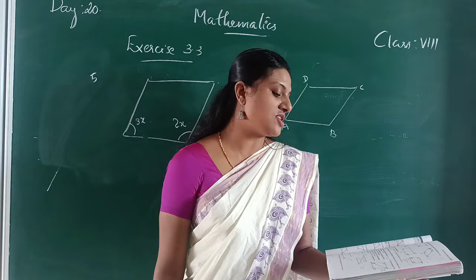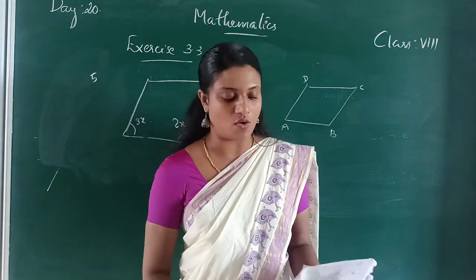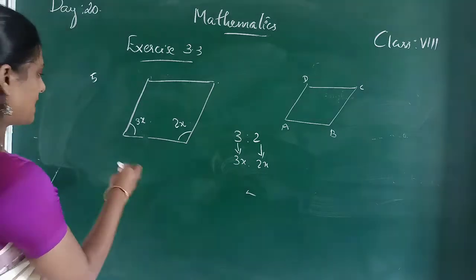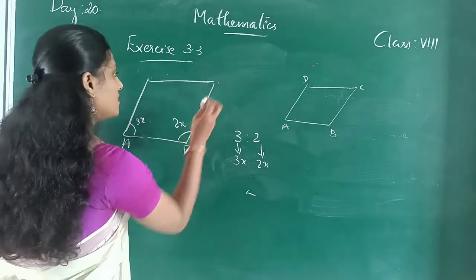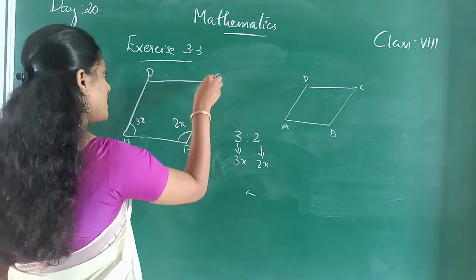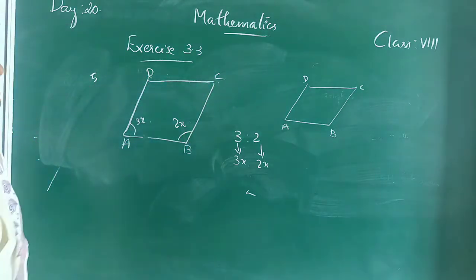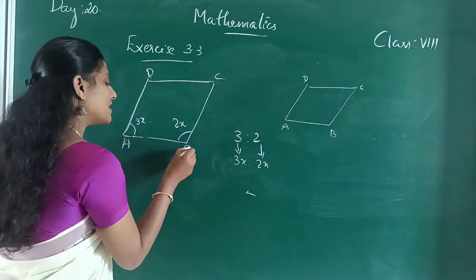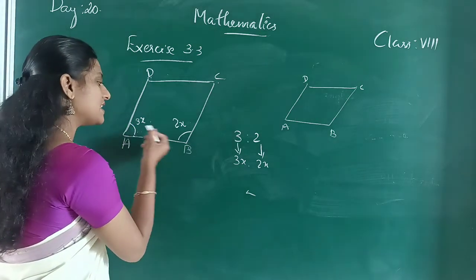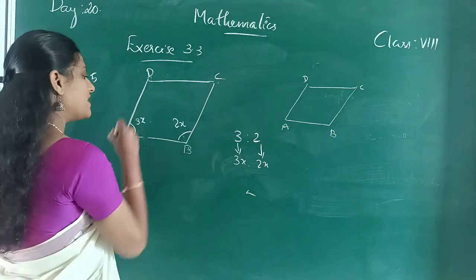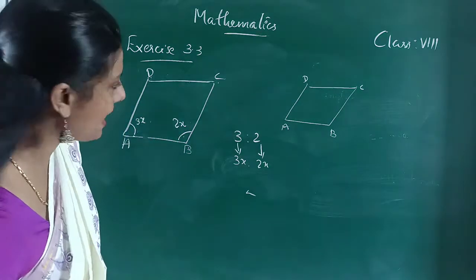Next, find the measure of each of the angles of the parallelogram. Let this be A, B, C, D. You have to find angle A, angle B, angle C and angle D. Adjacent angles are in the ratio 3:2, which means the first angle is 3x and the second angle is 2x. Next, we have to find angle A, angle B, angle C and angle D.